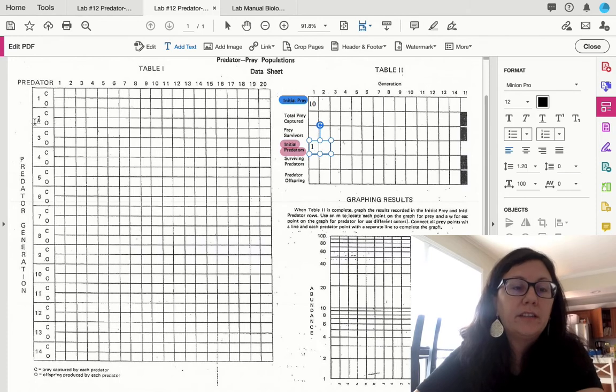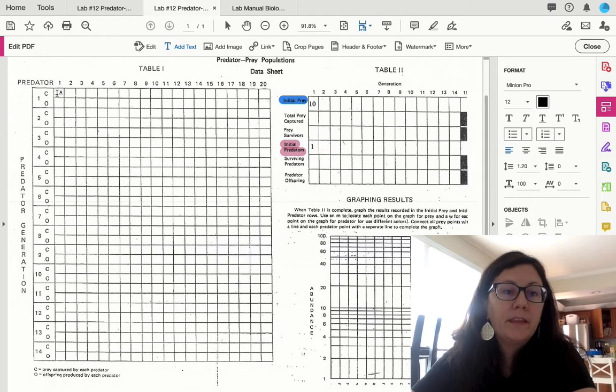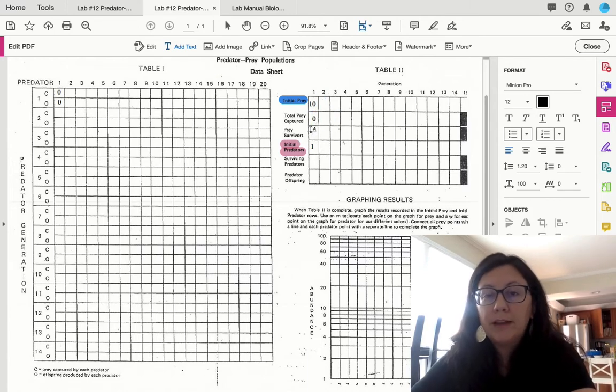So over here, this is where you put how many it captures and how many offspring each predator gets, because you're eventually going to end up with more predators than just 1. So here you enter 0 mice captured and 0 offspring. Over here, you have the initial prey is 10. The total prey captured was 0. The prey survivors, well, since no mice were captured, you have 10 mice that survived.